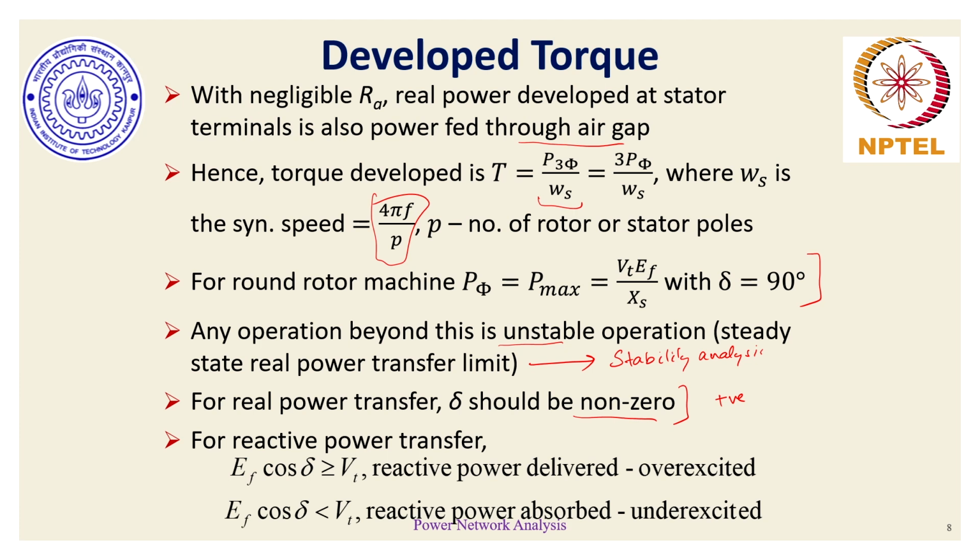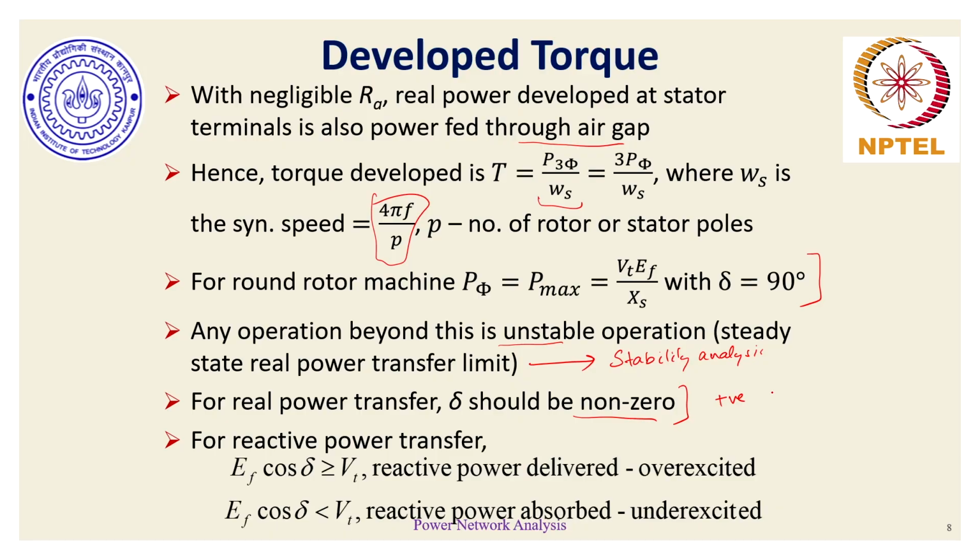In a synchronous motor, the real power is absorbed from the grid. So it basically converts electrical power to mechanical power. In that case, real power is absorbed, so sine delta has to be negative. So in motoring mode, sine delta will be negative only when delta is negative. That is the reason why torque angle is positive and negative in generators and motors.